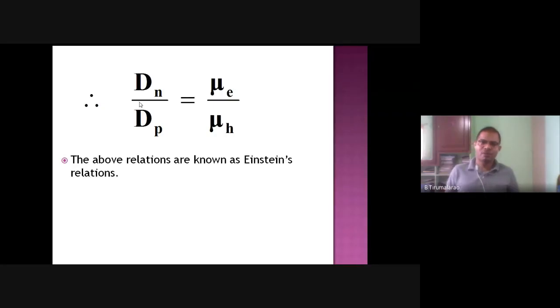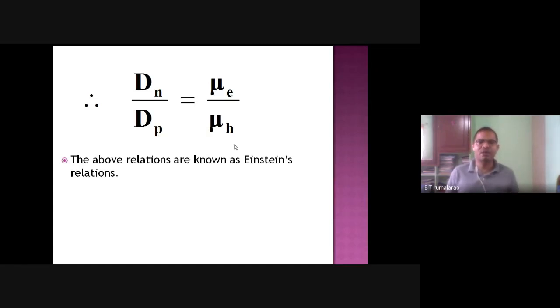So this is the Einstein relation. What is Dn? The diffusion coefficient due to electrons. What is capital Dp? The diffusion coefficient for holes. What is mu e? The mobility of electrons in the drift current. What is mu h? The mobility of holes in the drift current. That's why this is known as the Einstein relations.